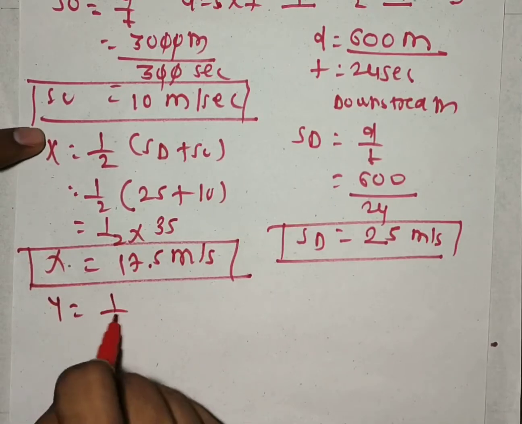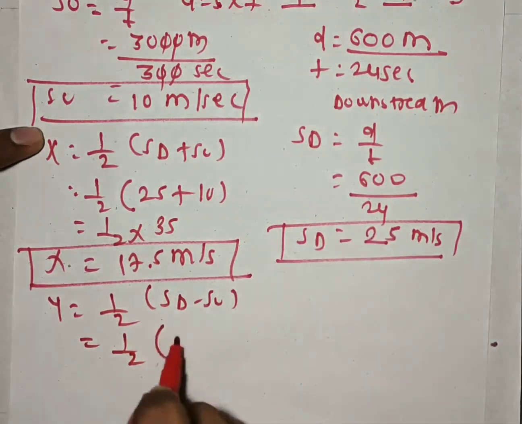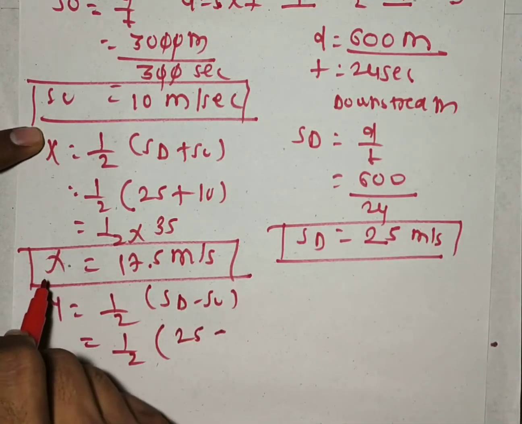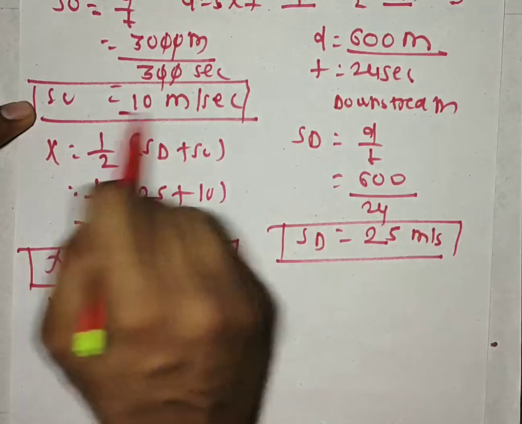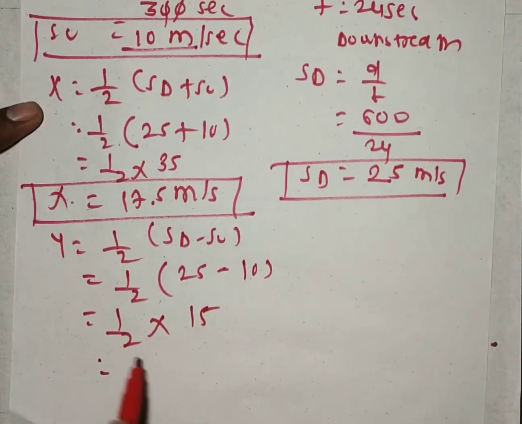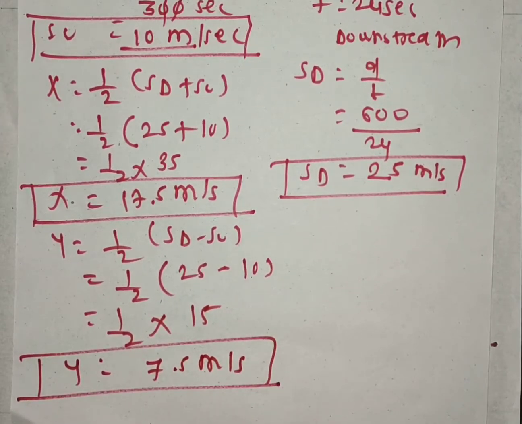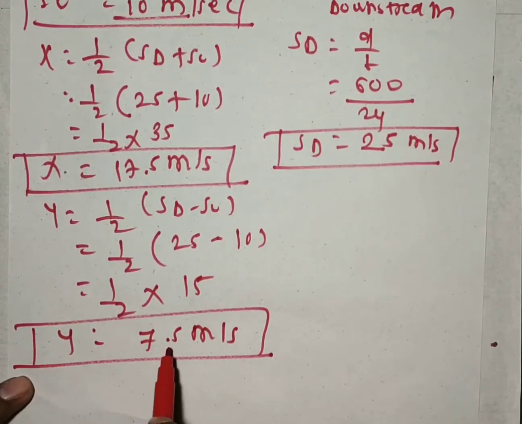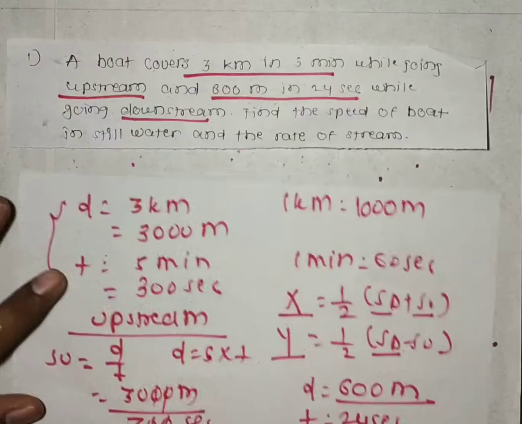Similarly, y is equal to 1 upon 2 of SD minus SU. SD is 25 and SU is 10 meter per second. So 1 upon 2 into 15. I got here 7.5 meter per second as y. It means the speed of the water, or rate of stream, or the velocity of the water is 7.5 meter per second. And the speed of the boat in still water is 17.5 meter per second.